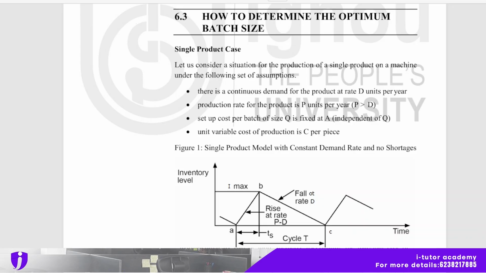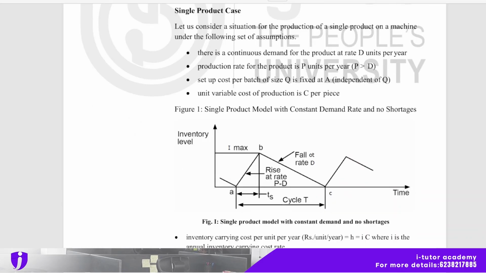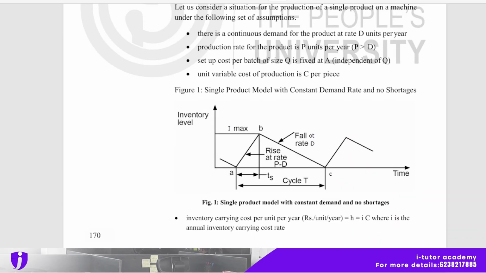Single product case. Let us consider a situation for the production of a single product on a machine under the following set of assumptions. There is a continuous demand for the product at rate D units per year, and the production rate for the product is P units per year, and the setup cost per batch of size Q is fixed at A, that is independent of Q, and the unit variable cost of production is C per piece. So here is one figure, that is the single product model with constant demand and no shortages.